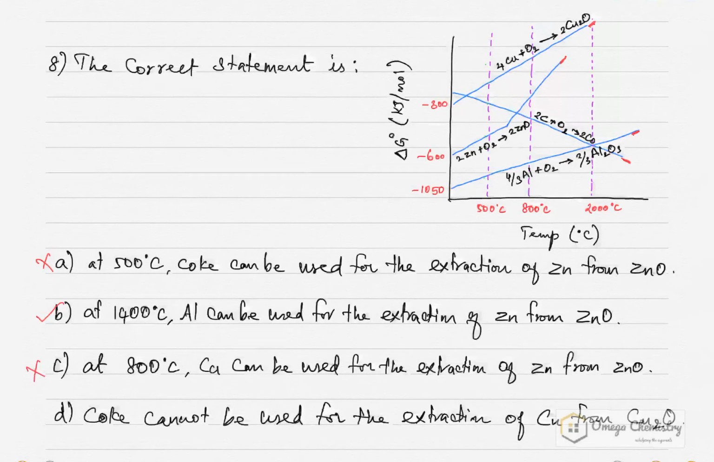Coke cannot be used for the extraction of copper from copper oxide, but the coke curve is almost below the copper curve, which means coke can reduce copper, so this is also a wrong answer. So option B is the right answer.